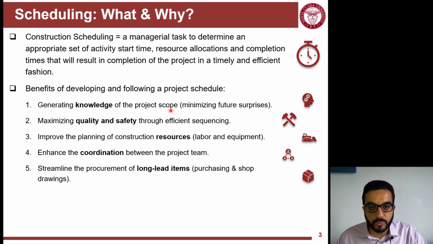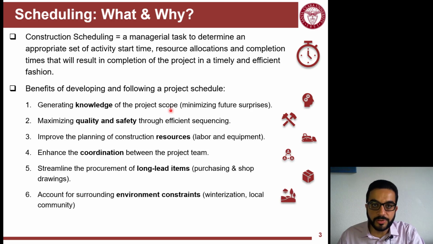So long lead items are one of the important reasons why you need to have a schedule. You need, like, 2 months ahead to know when this equipment is needed on the site and when this part of the building or assembly needs to be fabricated.